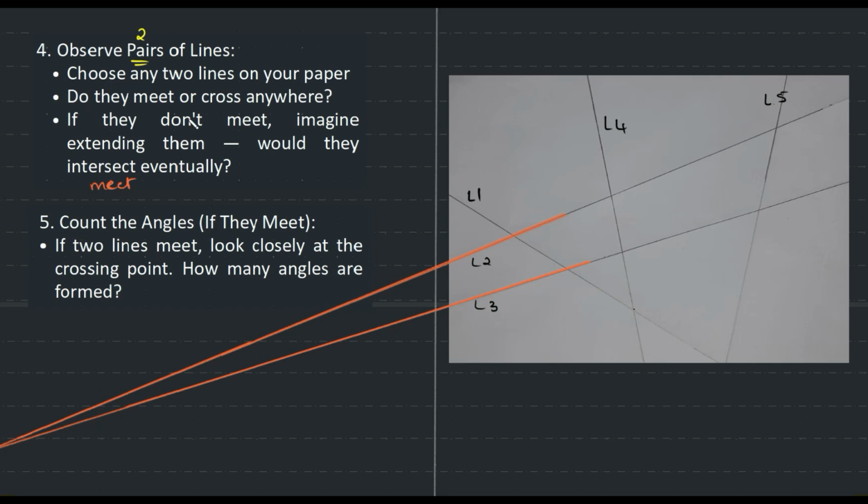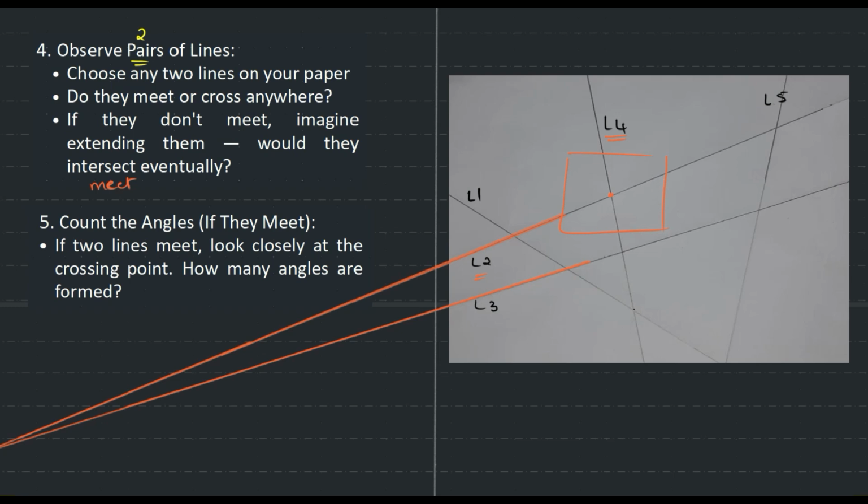Count the angles. Okay, so let that be there, not an issue. Count, if two lines meet, look closely at the crossing point. So let me take L4 and L2. They meet over here. How many angles are there? We are looking at only this part, guys. Forget about everything else. Concentrate only on this region. So how many angles are there?